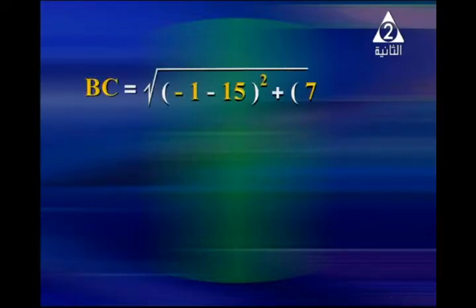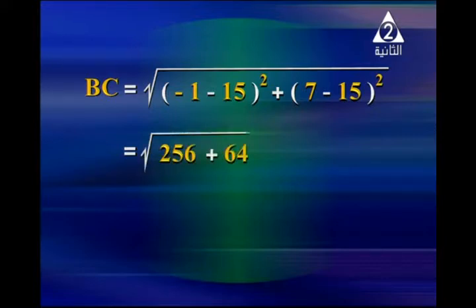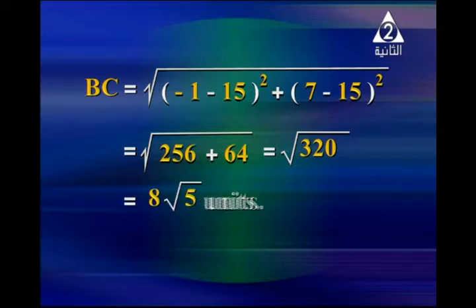What about the length of BC? By the same rule, BC equals square root of (-1 minus 15) all to the power of 2 plus (7 minus 15) all to the power of 2 to obtain a result as square root 256 plus 64, which will lead us to square root 320. What about square root 320? It will be 8 square root 5 units.